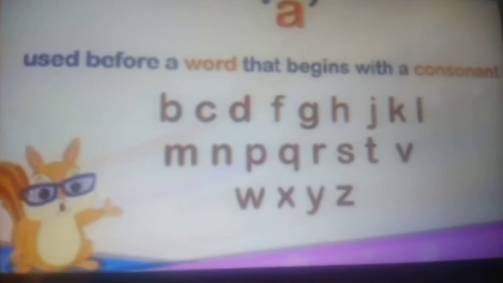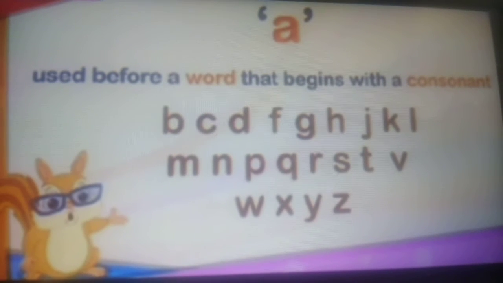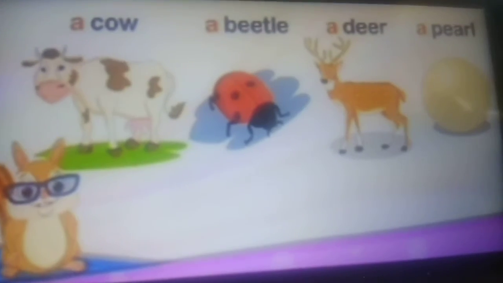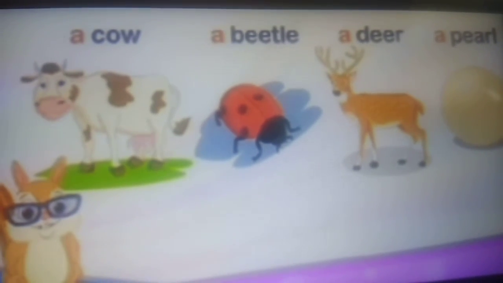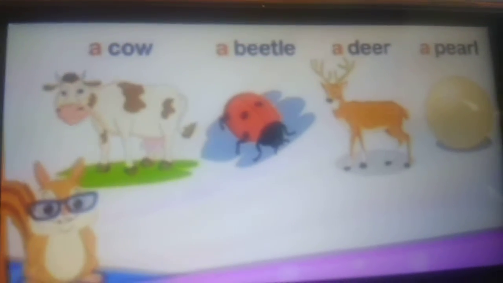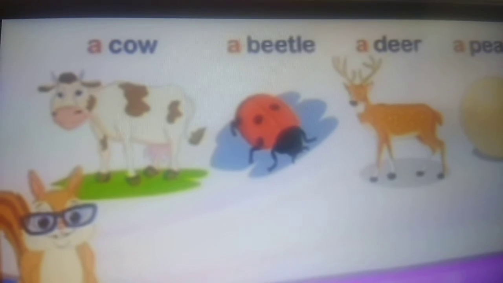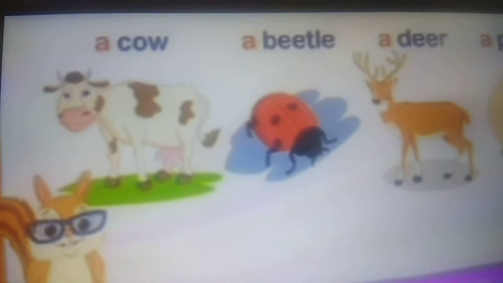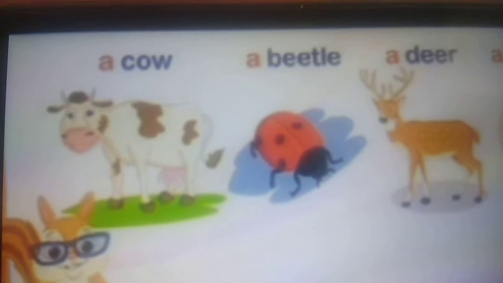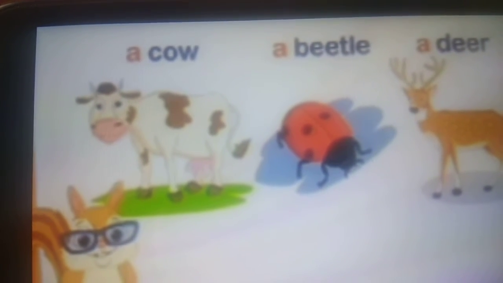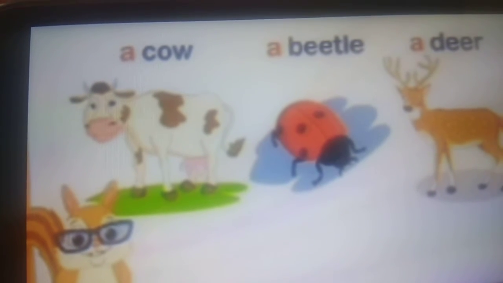A is used before a word that begins with a consonant sound. Now, let's see some examples. Here, a cow. A word or a noun that begins with a consonant, before this we will use the article a.